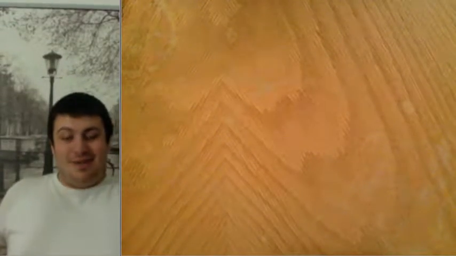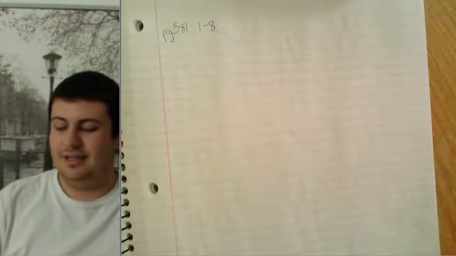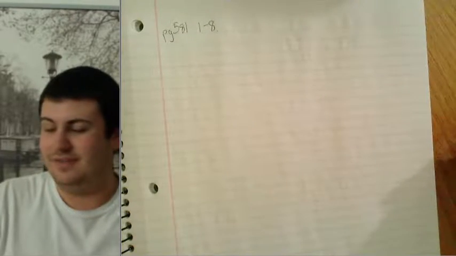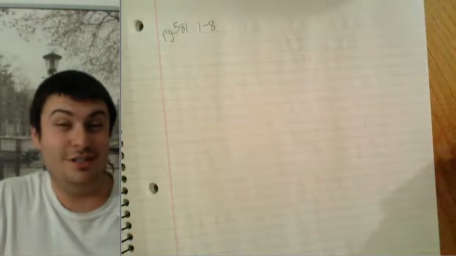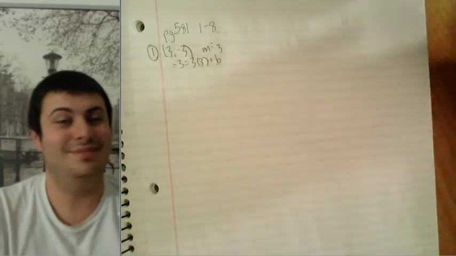All right, let's look at some practice problems. We have page 581, numbers 1 through 8. So we have 4 that ask us to find the slope-intercept equation given a point and a slope, and 4 that are just 2 points. So you see that number 1 is if the point is 3, negative 3, with the slope of 3. So we'll say negative 3 equals 3 times 3 plus b, and solve for b, and have a lot of fun.